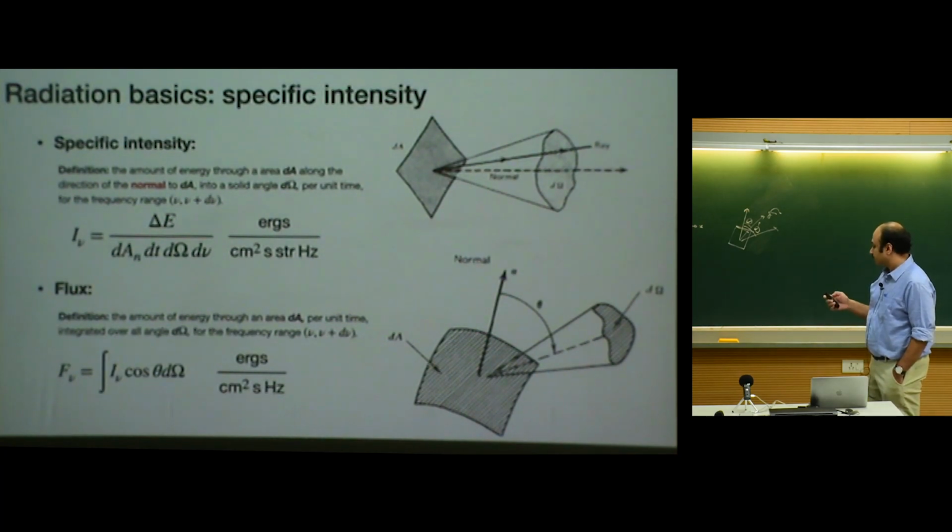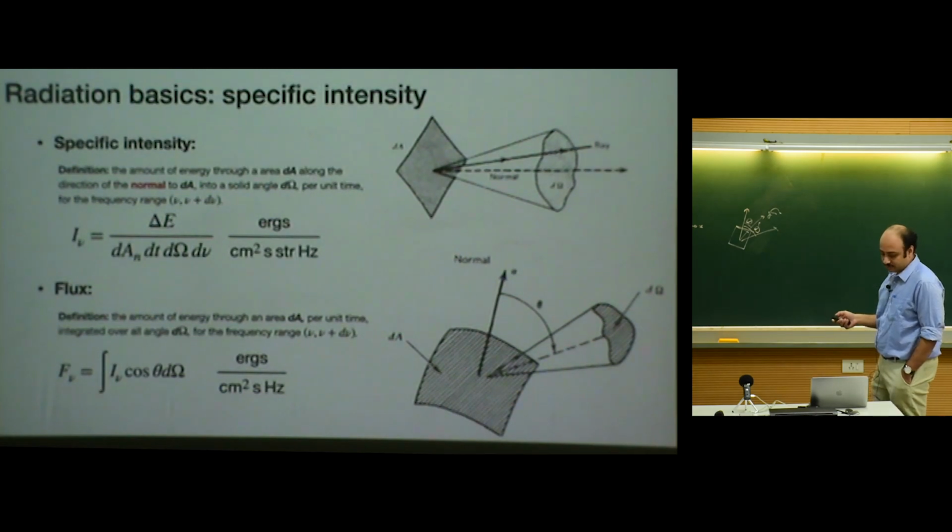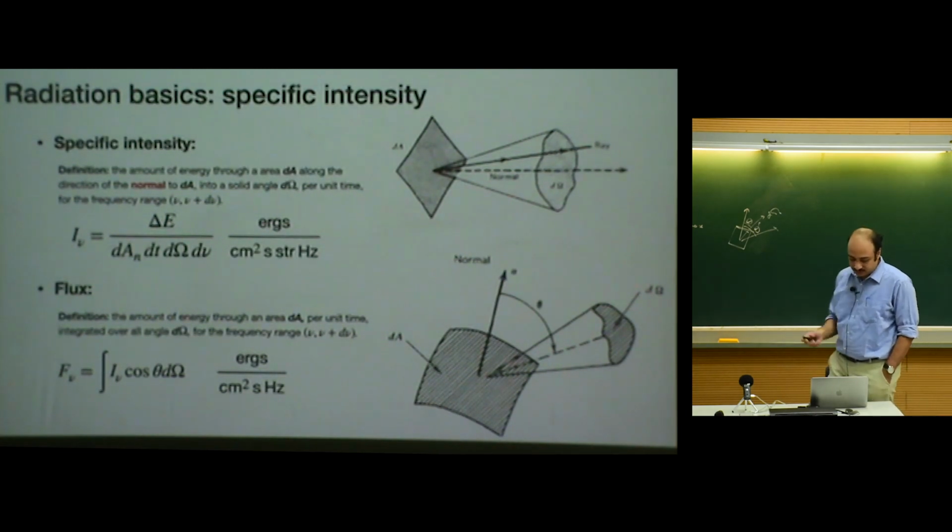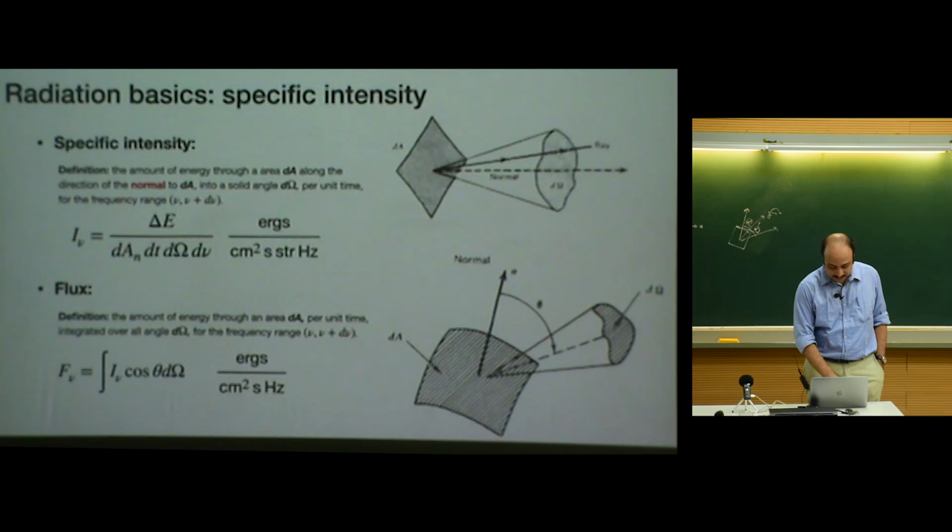Again, note the units. So you've integrated over the area and integrated over the solid angle. Integrated over the solid angle, the area still remains. So total amount of energy through this unit area dA, so then it becomes per unit area, but integrated over solid angle. So flux is energy by area, by time, by frequency. Okay? So that's the difference between energy, intensity and flux.